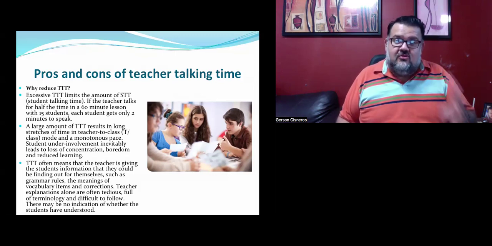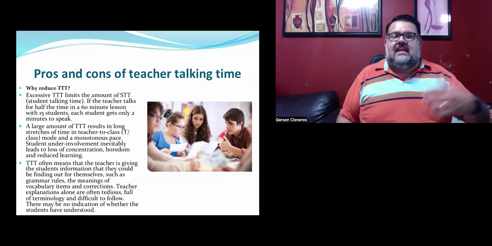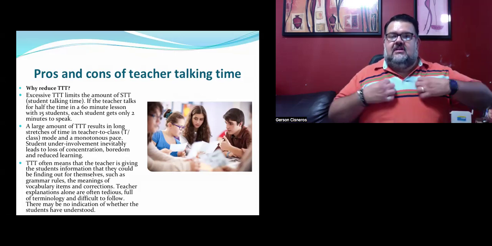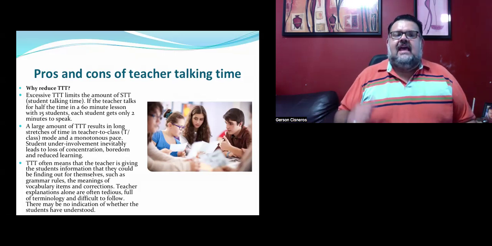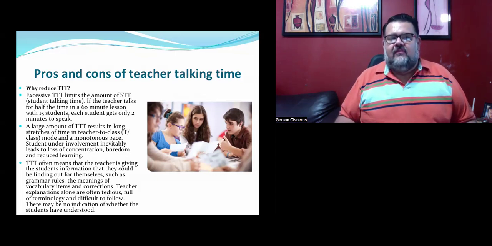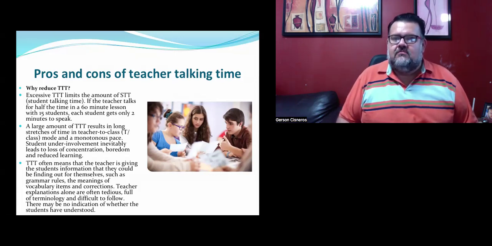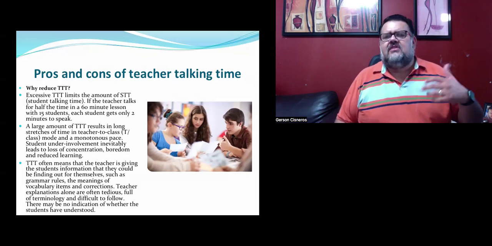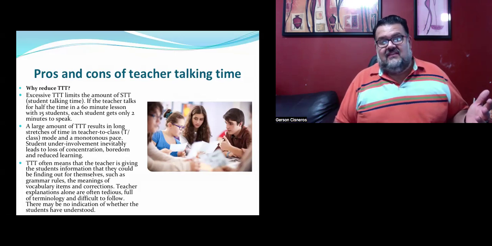Number 2 reason, a large amount of TTT results in long stretches of time of teacher talking to the class. In other words, long time with the teacher in front of the class. It is a monotonous space. Students with little involvement lose concentration, feel boredom, and learn less. In other words, your class will be doomed. Because the students will not pay attention to you because they're not interested in what you say.